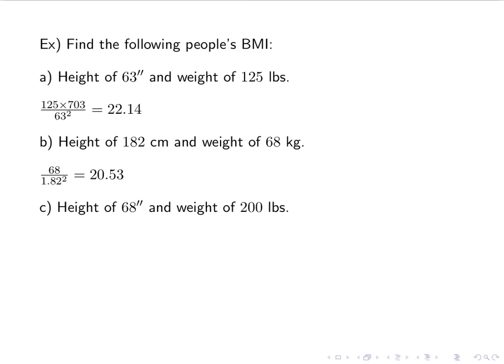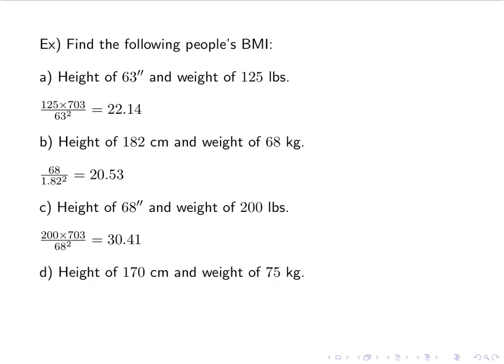How about a height of 68 inches and a weight of 200 pounds? So we got inches and pounds. So again, we're going to have this 703 coming into play. So 200 times 703 divided by 68 squared, 30.41.